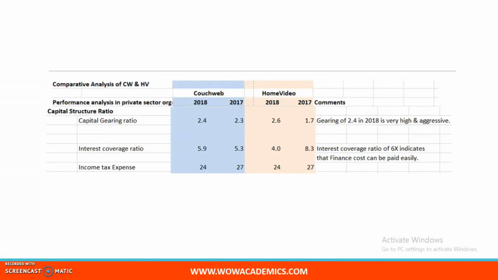the capital structure part. So I've computed 3 ratios for you: capital gearing ratio, interest coverage ratio, and income tax. Not income tax expense as such, it's income tax percentage. If you want me to write, I'll write it as income tax. It's not income tax expense, it's income tax percentage. Look at the capital gearing ratio.